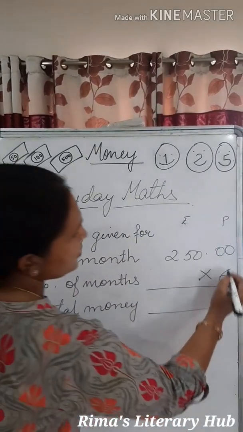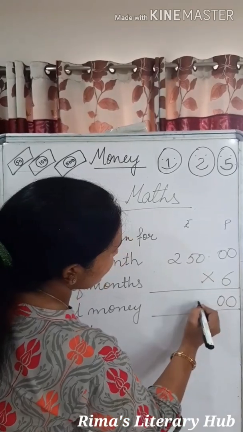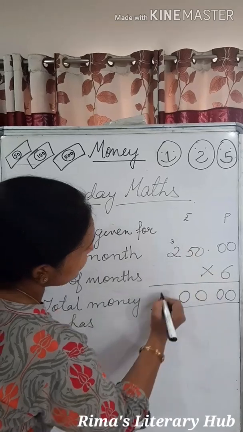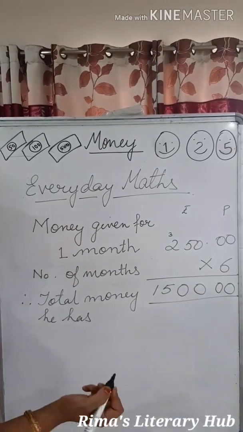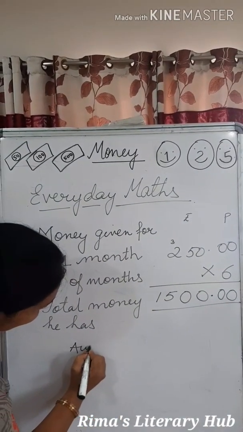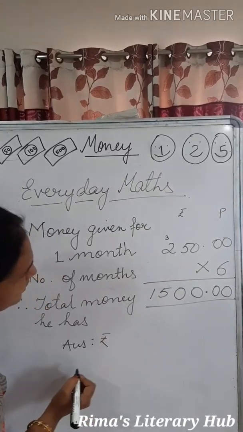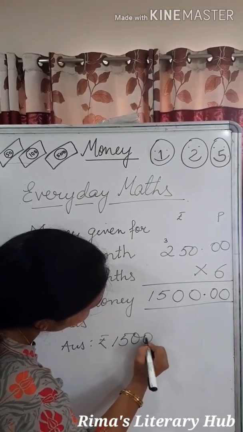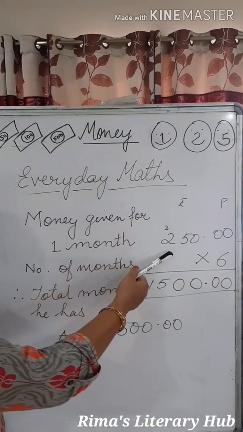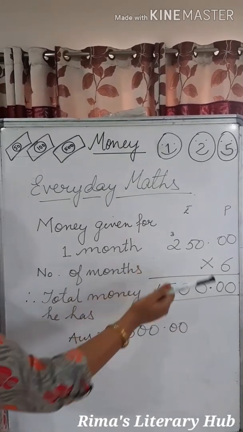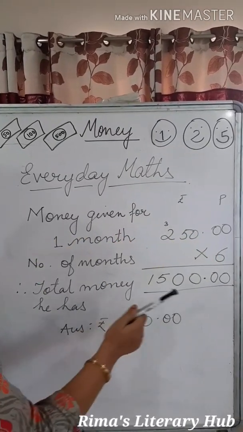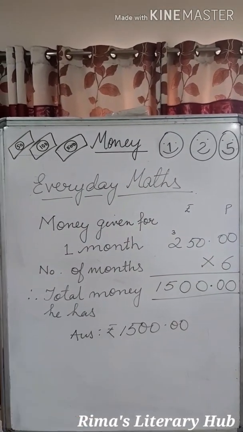Multiply it. 6 zeros are 0, 6 zeros are 0, 6 zeros are 0, 6 5s are 30, carry 3, 6 2s are 12, 15. Now again remember, put a point after 2 places from the back. My answer is, after 6 months, he has rupees 1500. Rupees 1500 00 paise. Once again, money he gets for 1 month. 6 months he gets the same amount. He does not spend anything. He's a good boy. He saves all the money. So total money he has is rupees 1500 at the end of 6 months.